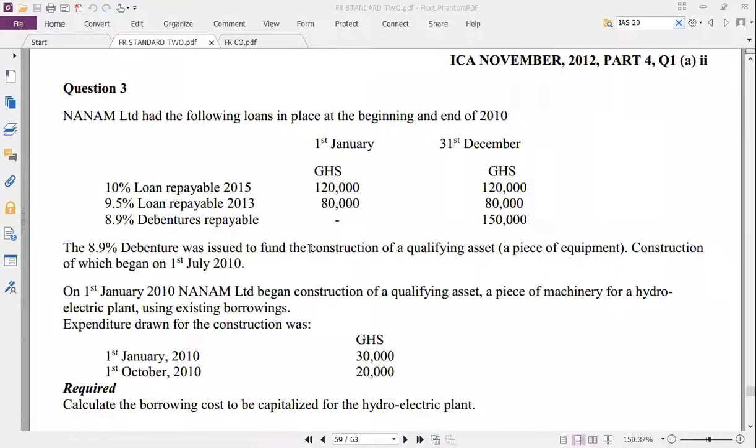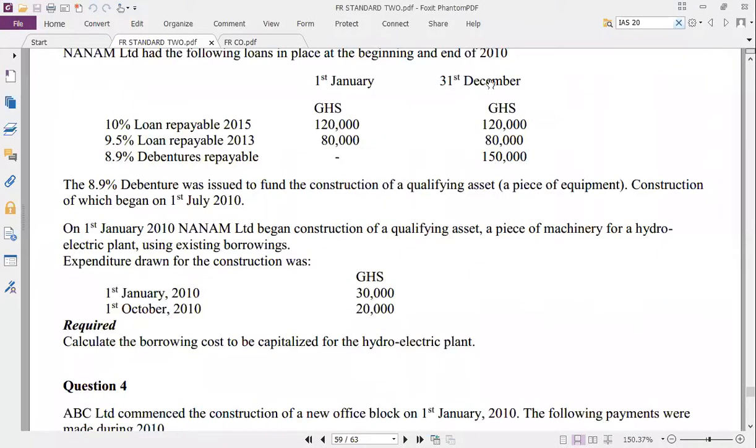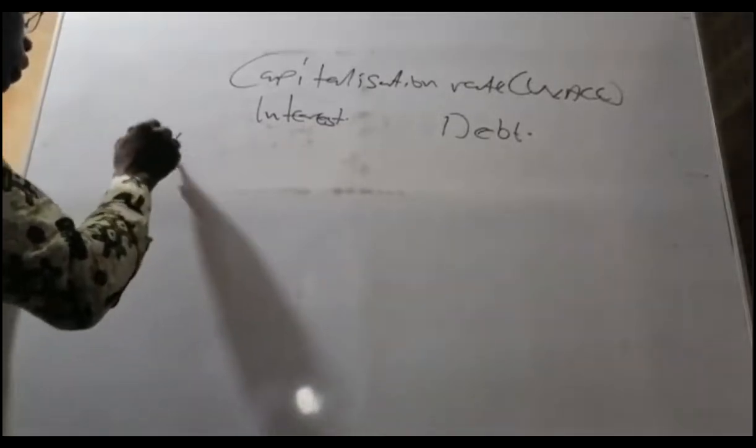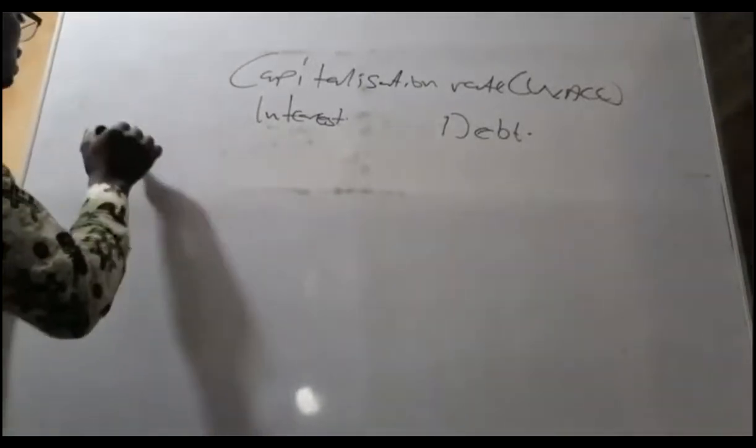There are two types of debt there, which is what? 10% loan note and 9.5%, 120 and 80. Good. So 10% loan note. So let's start from here. 10% loan note, into bracket 120.